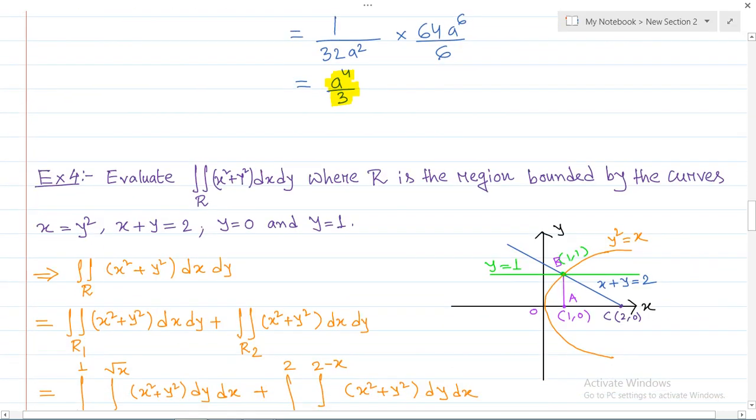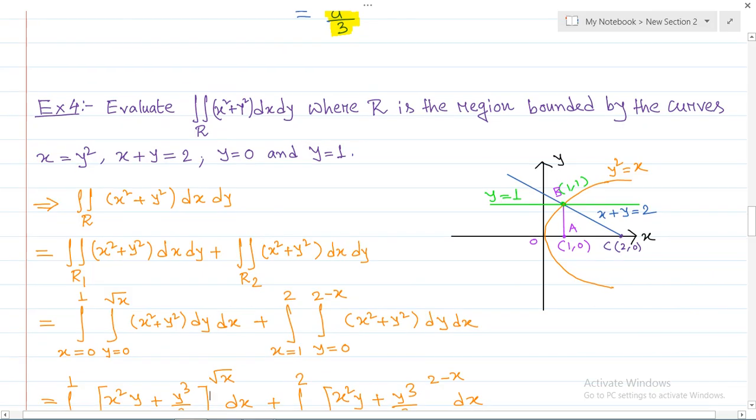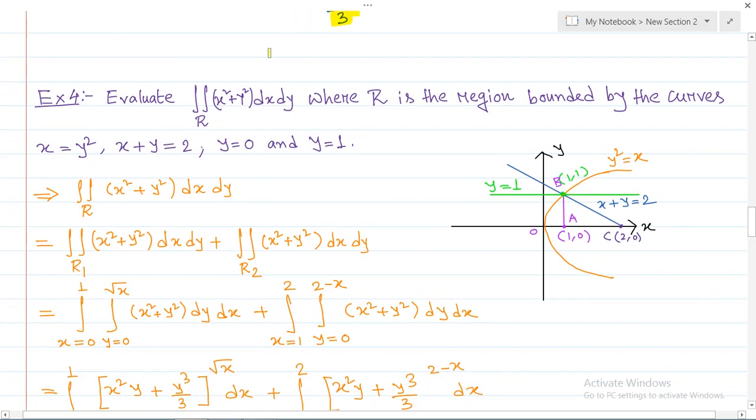It is a little bit difficult and hard problem, so we will try to find out the solution also. Evaluate the double integral over the region R of the function x squared plus y squared dx dy, where R is bounded by the curves x equals y squared, x plus y equals 2, y equals 0, and y equals 1. So many things have been given to draw the region.